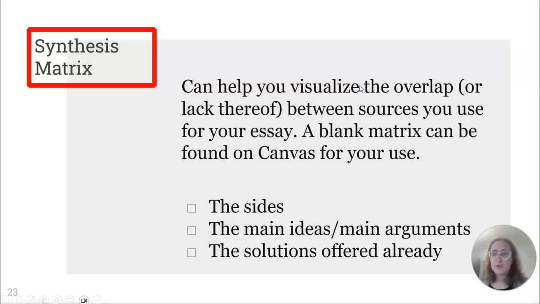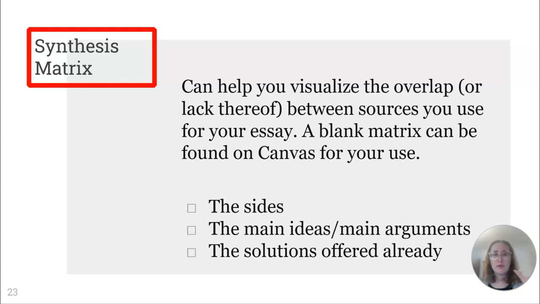A synthesis matrix will help you determine maybe what those themes are. So the homework for week 7 is a Venn diagram activity where you're going to be trying to identify what some of those main themes of your research is. And hopefully that homework will help. But then I also have a synthesis matrix for you. And I'll show that to you in just a minute.